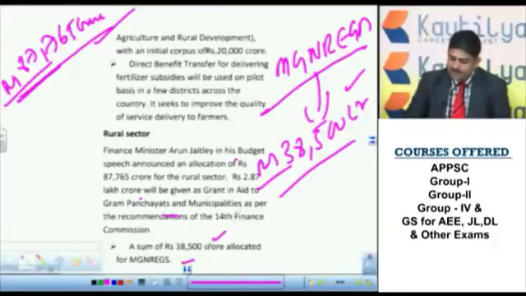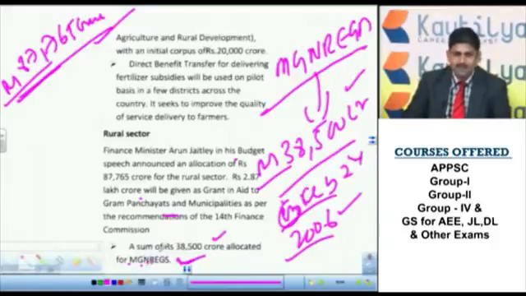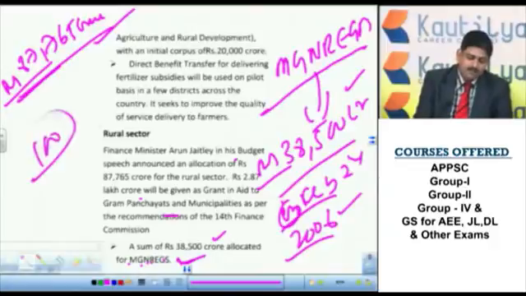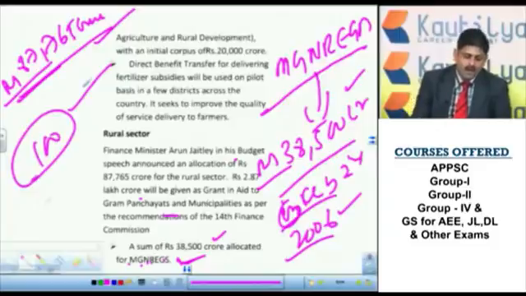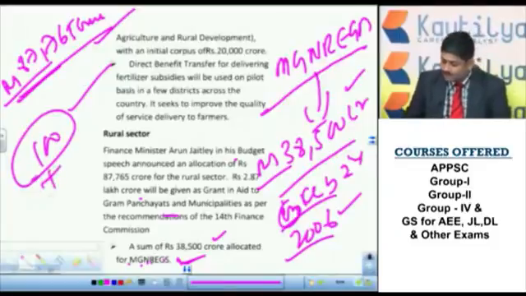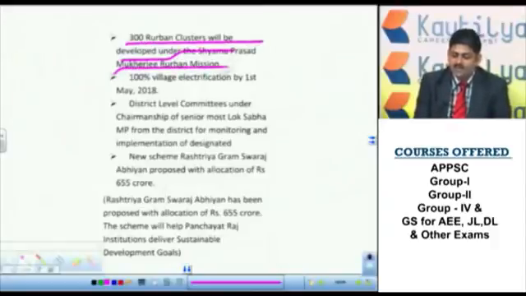This scheme was started on February 2nd, 2006. It started in Anantapur district in Andhra Pradesh. For this program, 38,500 crore was allocated for the Mahatma Gandhi National Rural Employment Guarantee Scheme. 100 days of employment will be provided to those who enrolled in this scheme, or wages will be given. This is important.